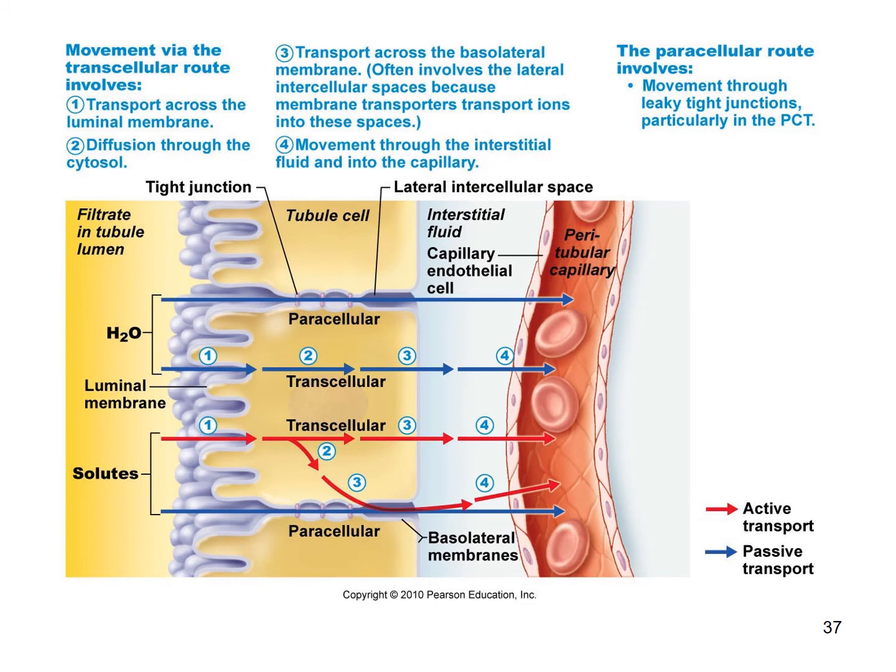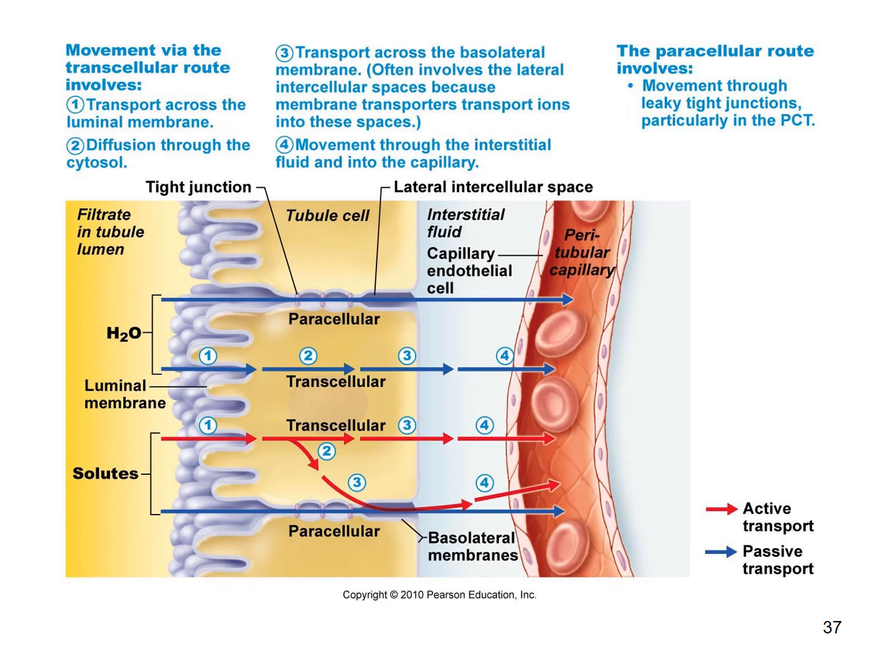Let's take a little bit closer look at these routes for reabsorption. The transcellular route is going to involve a number of different steps here. Before we get started with that, I want you to notice that there are two different colored arrows here. One is passive transport, so water will be able to passively transport across the luminal membrane. The other is active transport. Most of the solutes that are pushed out during the filtration process cannot diffuse back across the membrane on their own, so they have to be assisted with active transport.